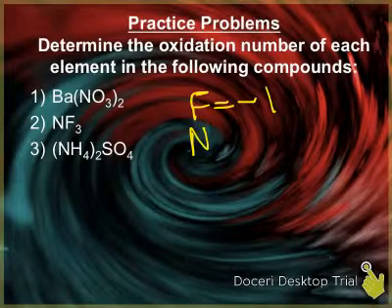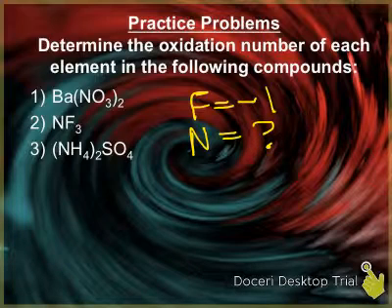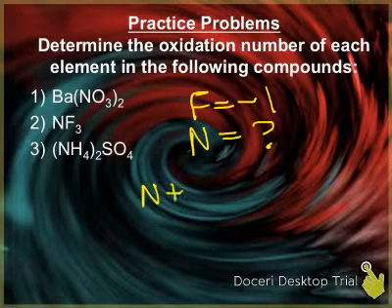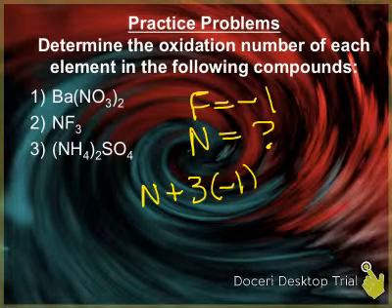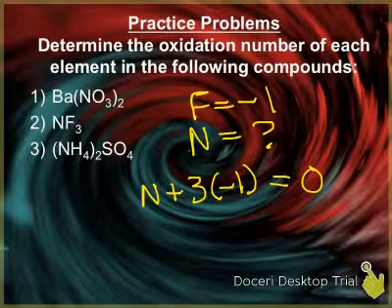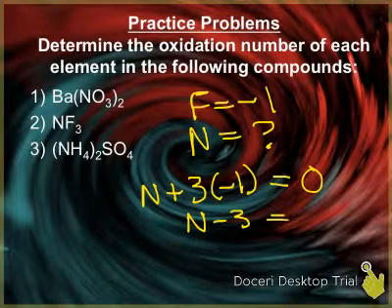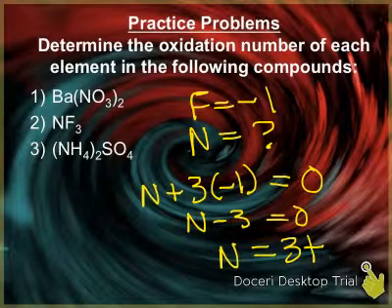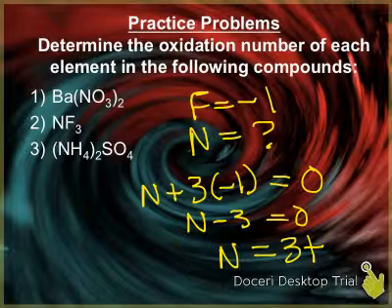So now we have to figure out nitrogen. So N plus 3 times -1 has to equal 0. That means N minus 3 equals 0, so N has to equal 3 plus, whereas usually nitrogen has a charge of 3 minus. But again, this is a redox reaction, so we don't always follow the rules. So now let's do this hard one. Number 3 is a hard one.